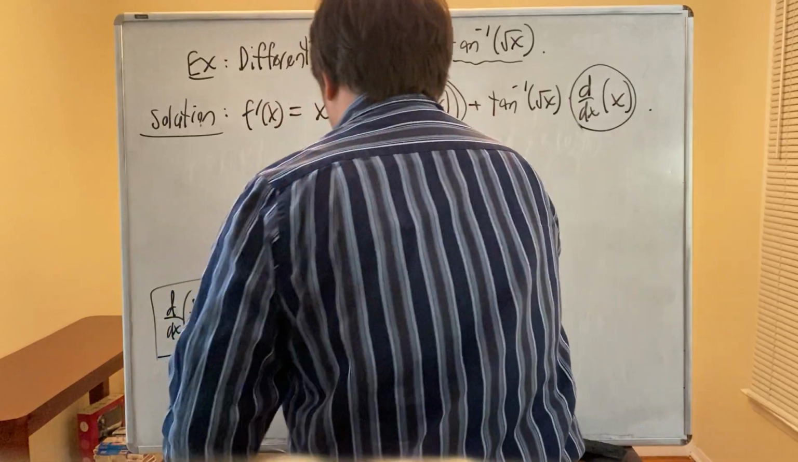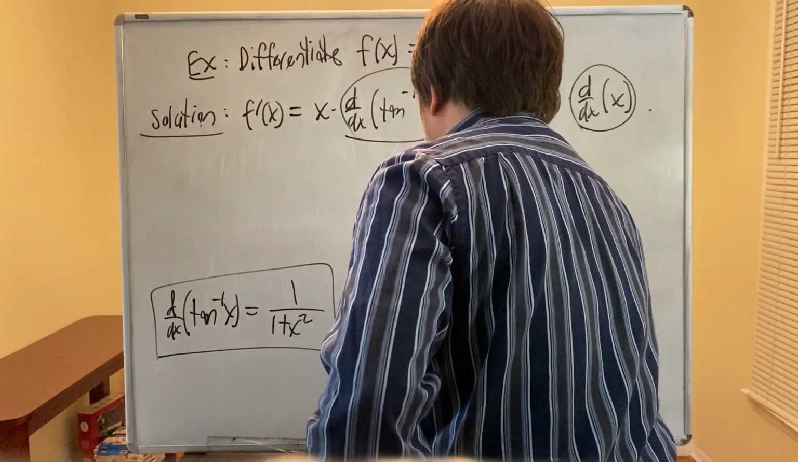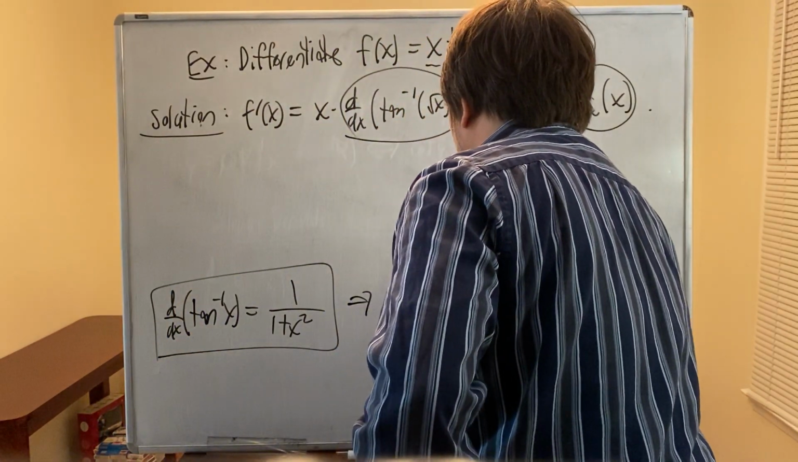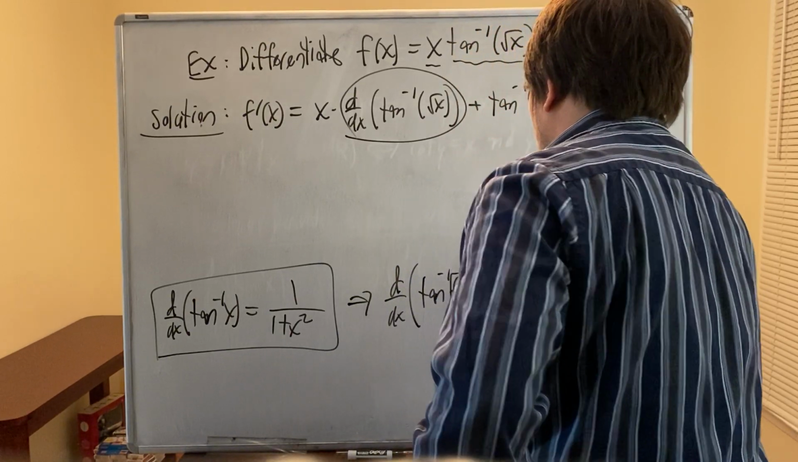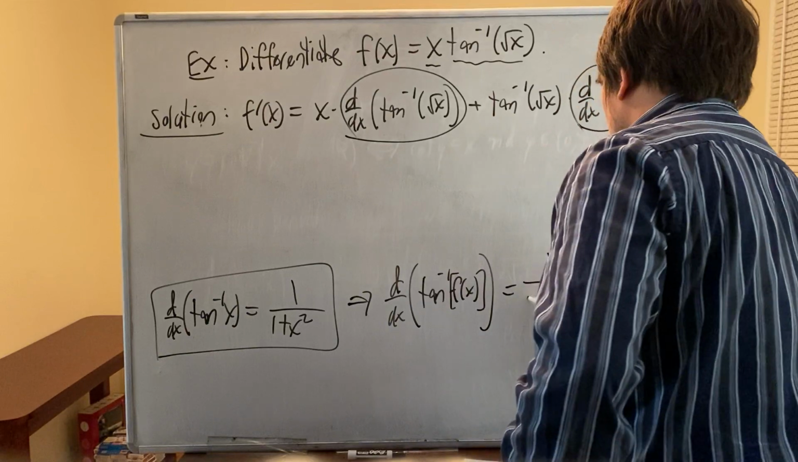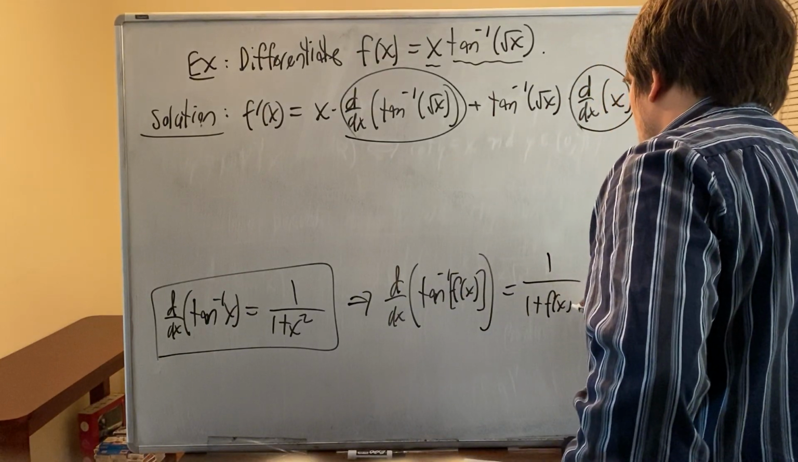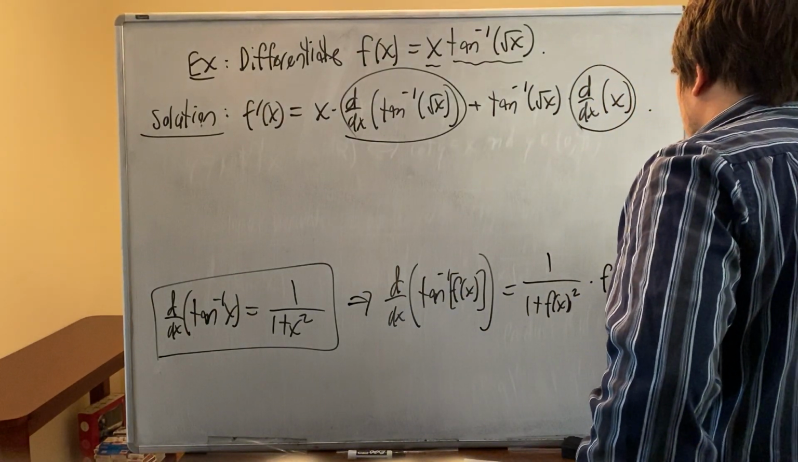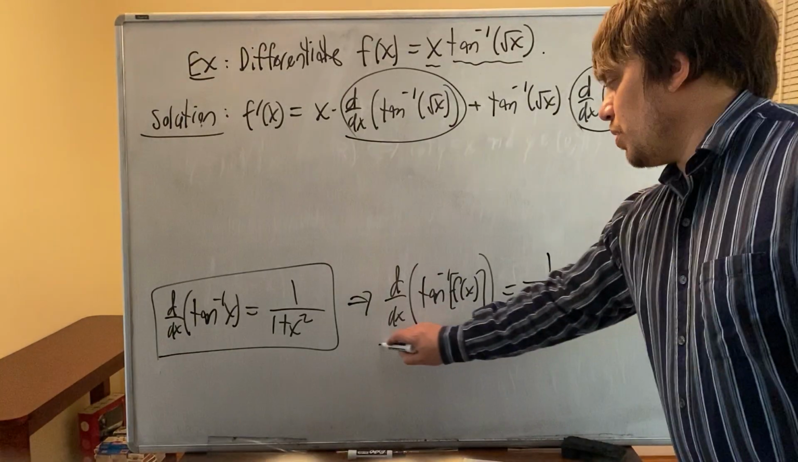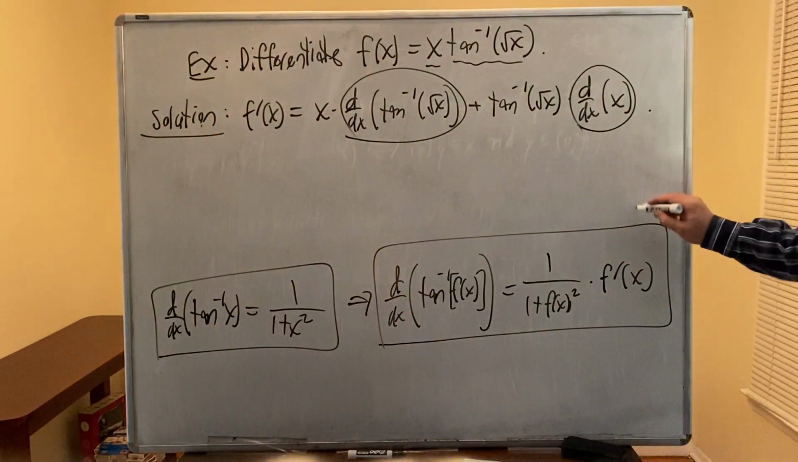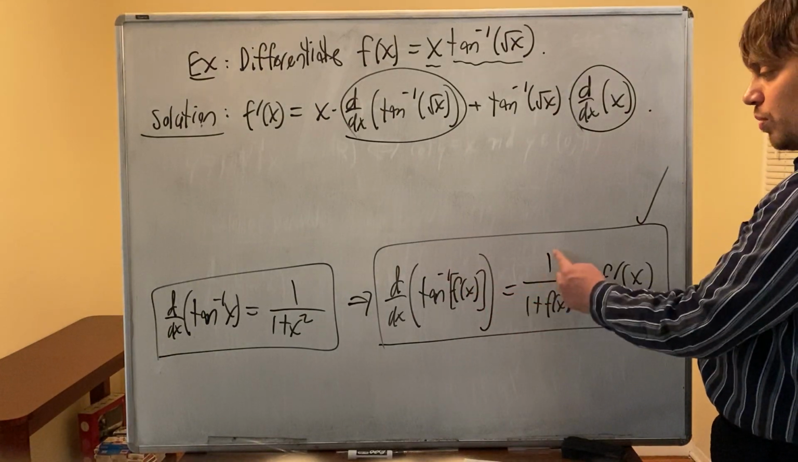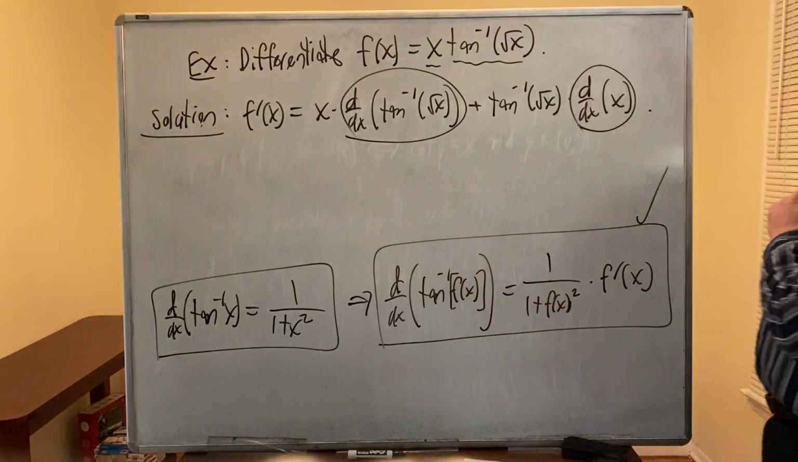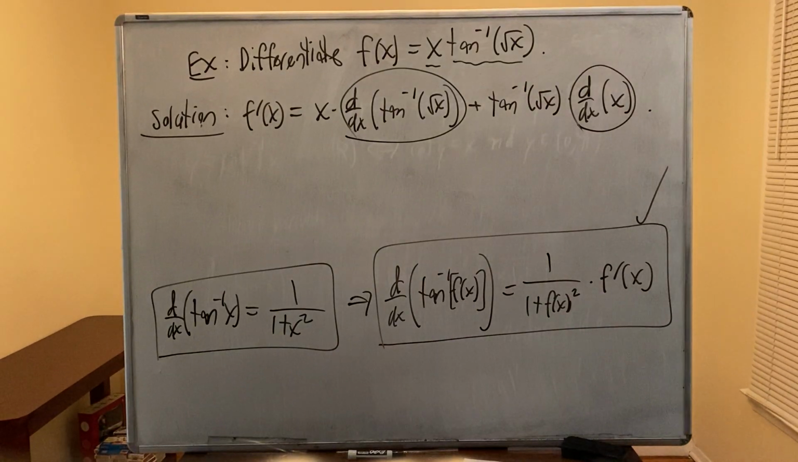So this is our derivative function from the last one. That implies, in combination with the chain rule, that d/dx of tan inverse of a function f of x is equal to 1 over 1 plus f of x squared times f prime of x. And so you should know this formula also, okay? d/dx of tan inverse of f of x is equal to 1 over 1 plus f of x squared times f prime of x. And once you know that, this problem becomes much simpler.